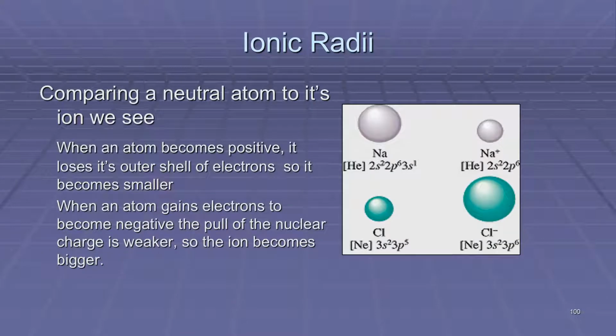Also, if you're trying to compare a neutral atom to its ion, you can see that positive ions, because they're losing their whole outer shell of electrons, become smaller. So positive ions are smaller than the neutral atom. And you might think that the negative ion would stay the same size, but because there are more electrons, the pull is a little bit looser, and so the ion does become a little bit bigger. So negative ions become a little bit bigger.